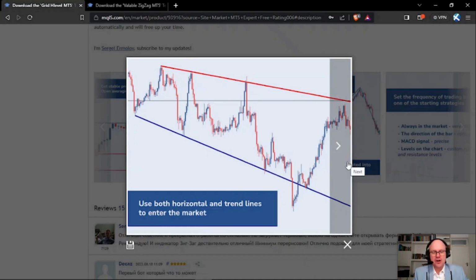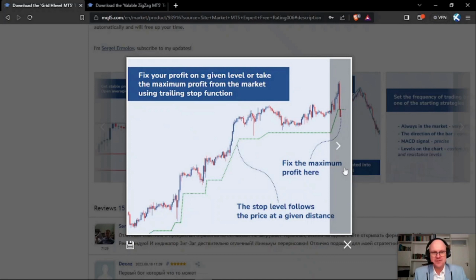For those of you that are interested in using both horizontal and vertical trend lines, these can also be used with this free expert advisor. Now, the great thing about this expert advisor, not only is it very customizable, but it does have a wide variety of different choices and options for us to take advantage of.